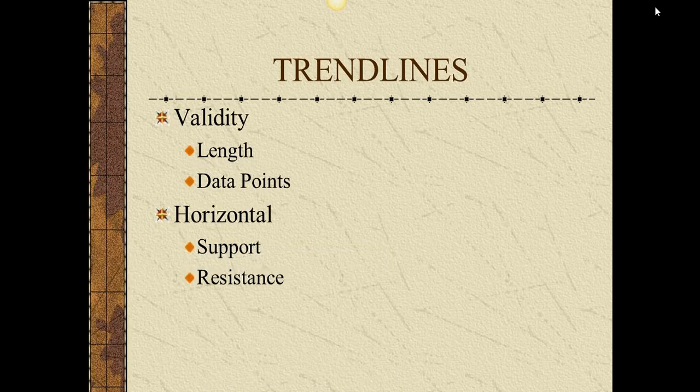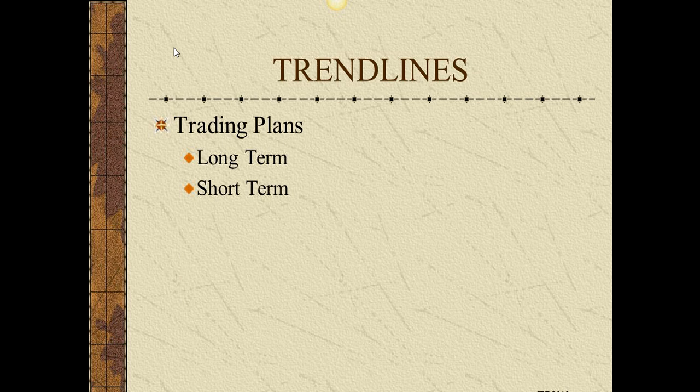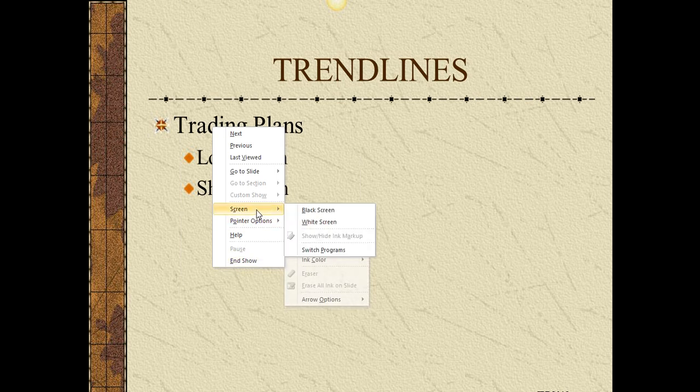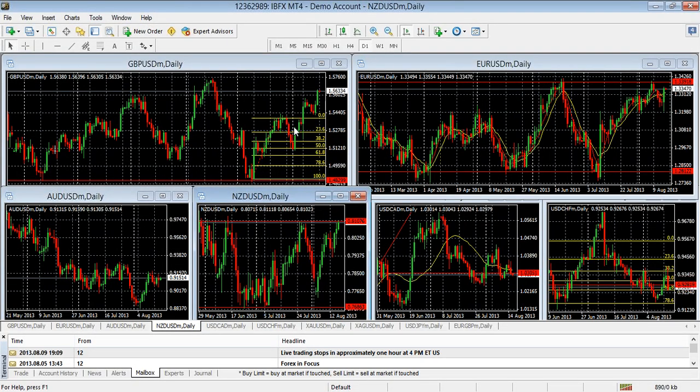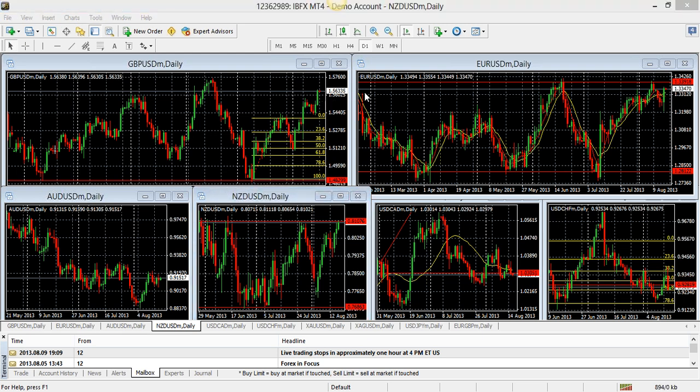All right, so going back in to the panel here. Trend lines, validity: make sure that you have length to it, make sure it touches multiple data points, and then use it horizontally for support and resistance. So trend lines, trading plans, again, I kind of pointed you out to some long-term trading plans. Shorter term, we have some trends as of late, so it's harder to show shorter term areas that are providing support and resistance. But if we go back in, you can see on the daily chart here that I have definitely trending up in the pound, definitely kind of sideways here on the euro.